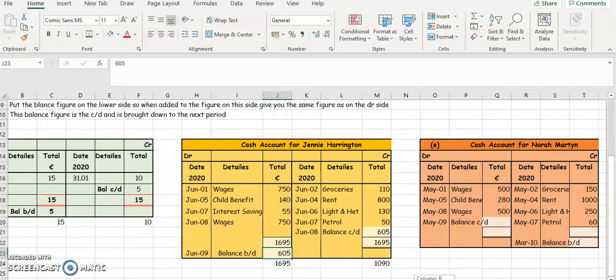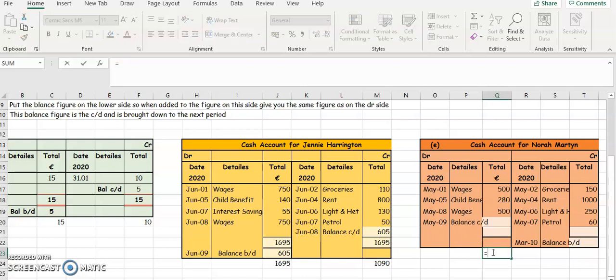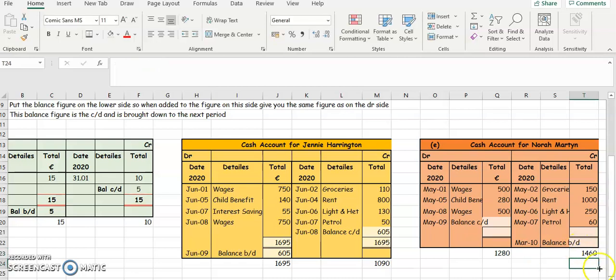So let's have a look and see when the balance is on the other side. Same again. You're going to add up the debit side. So 500 plus 280 plus 500. So the money coming into our account on the debit side is 1,280. Let's see what's on the credit side. How much are we spending? So 150 plus 1,000 plus 250 plus 60. So we are spending 1,460. So we're spending too much. So let's find out what the difference is.